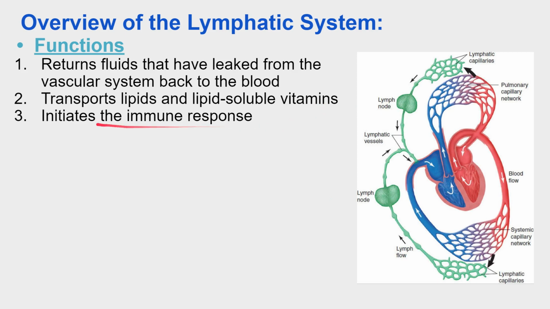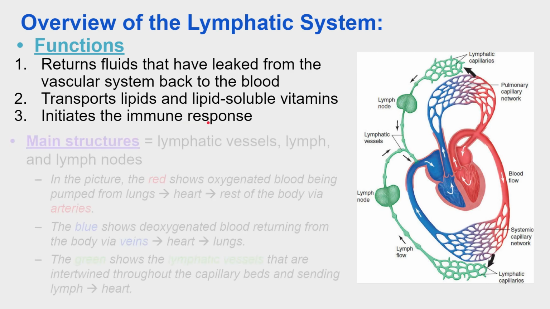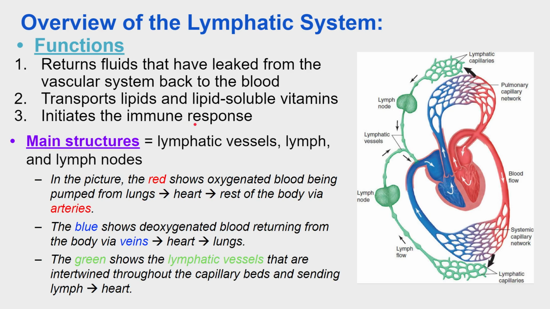But the real big focus for our class is that it's the system responsible for initiating an immune response and also undertaking all the surveillance. So we've got our main structures, which are the lymphatic vessels, lymph, which is the name for the fluid, and lymph nodes, which we'll get into more detail about later.